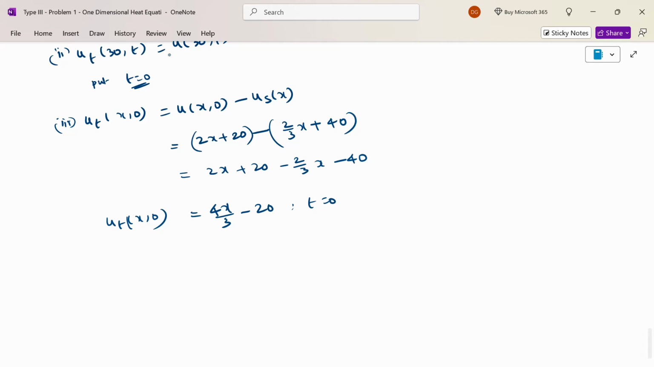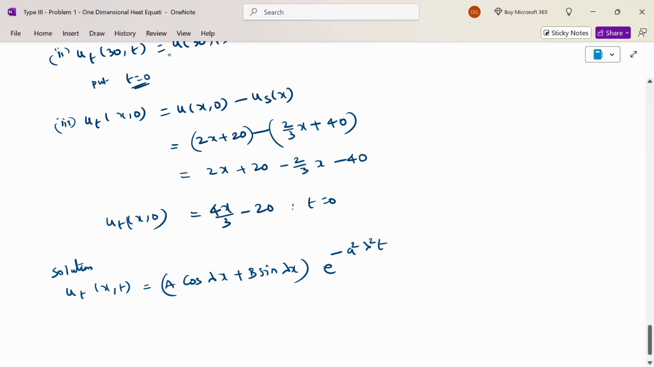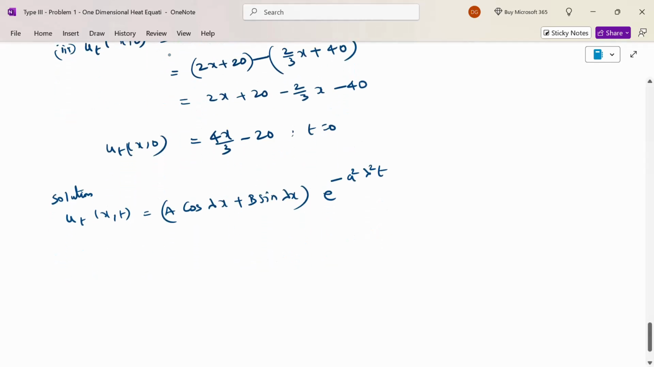Now what is the solution? Let us assume that the suitable solution is u_t of x comma t equal to (A cos lambda x plus B sin lambda x) times e power minus a square lambda square t. Therefore this is considered equation 1.